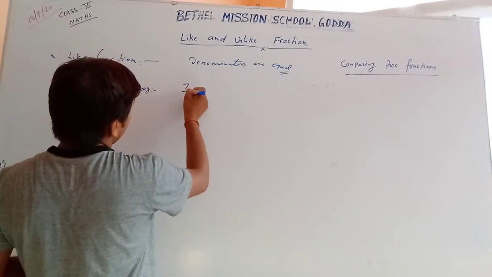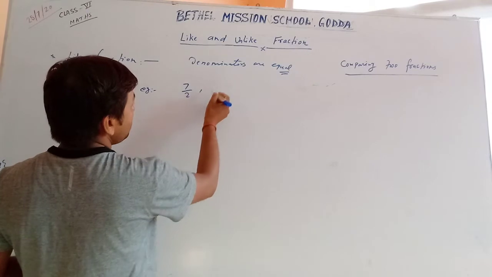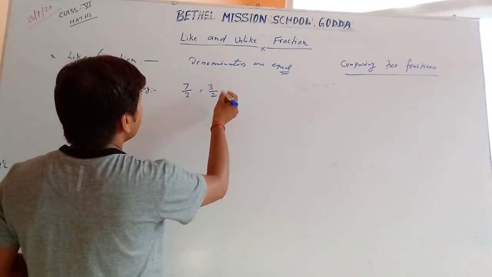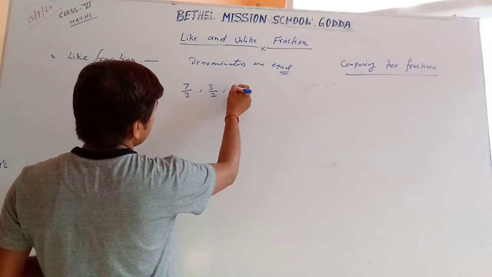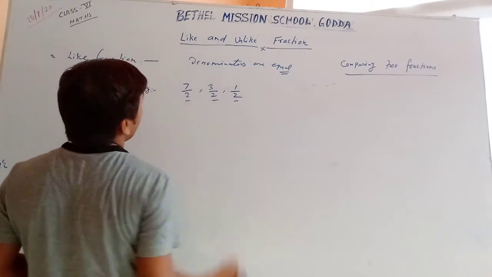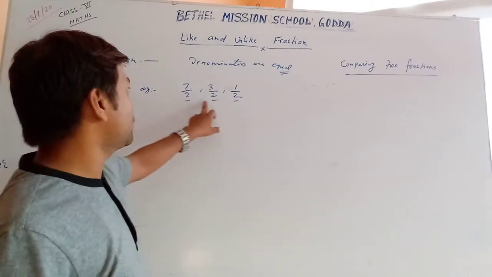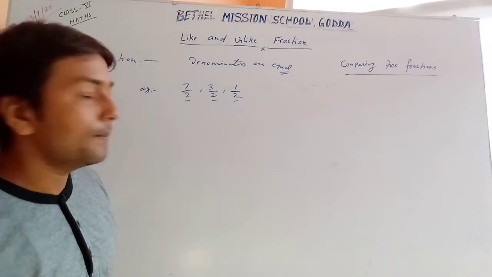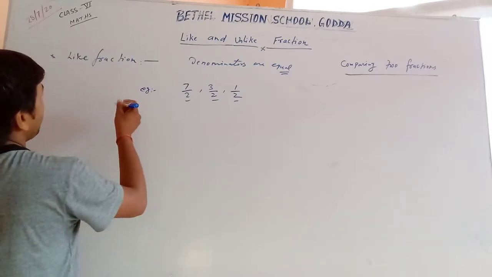Suppose 7 upon 2, or 3 upon 2, or 1 upon 2, having the same denominators 2, 2, 2. That's why they are like fractions. Okay. Now unlike fractions.